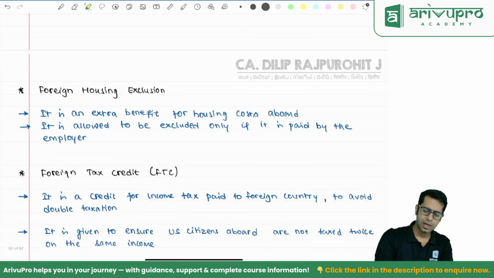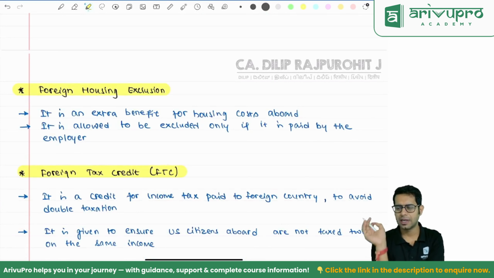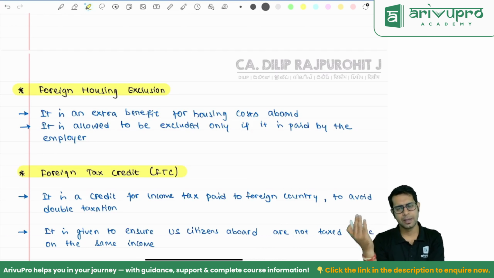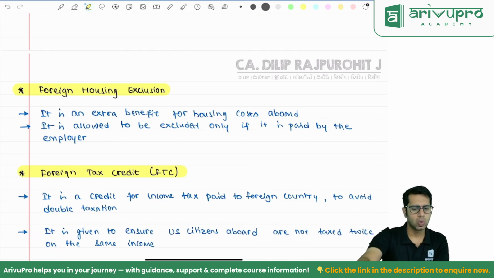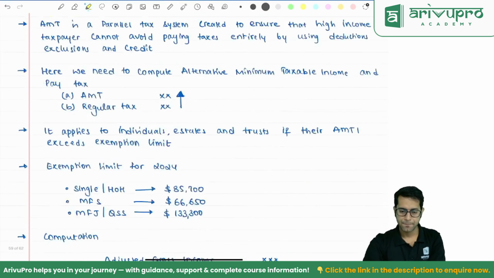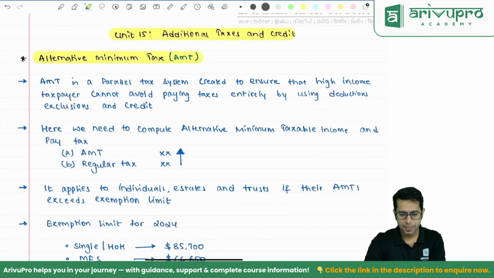Similarly, we have foreign tax credit. Foreign tax credit is a specific credit which is given on whatever taxes is paid by you in the foreign country. And we have foreign housing exclusion. So basically if you have any housing cost which is met by your employer in the outside country, then whatever expenses is met by the employer will be allowed as deduction. So this is all about the different types of points which is there in unit number 15. We are going to study this unit from our material and see what are the questions given over there and complete our discussion on this unit.